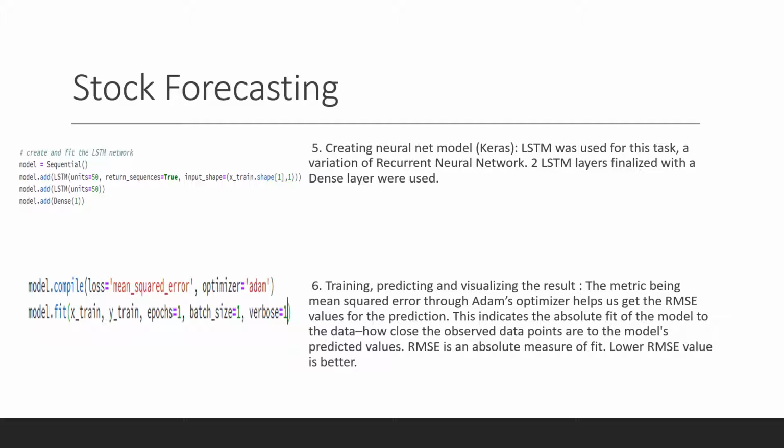So in the sixth step, training, predicting, and visualization, the metric being the mean squared error through the Adam optimizer helps us get the RMSE values for the prediction. This indicates the absolute fit of the model to the data, how close it is to the observed data points and the model's predicted values. It is a measure of absolute fit, and as a rule of thumb, a lower RMSE value is better.